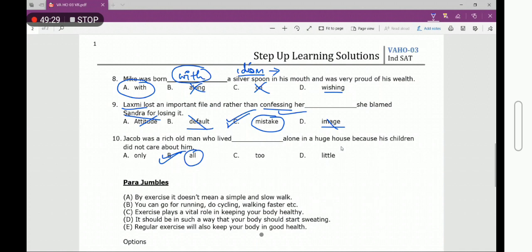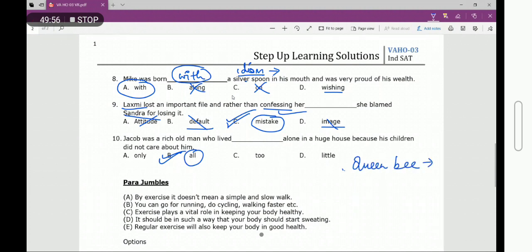Okay, somebody is saying, sir, explain question number 8. See guys, what I'm saying is that question 8 is an idiom. When you say somebody is born with a silver spoon, it is an idiom. There are lots of idioms, guys. For example, if I call somebody queen bee, this is an idiom.